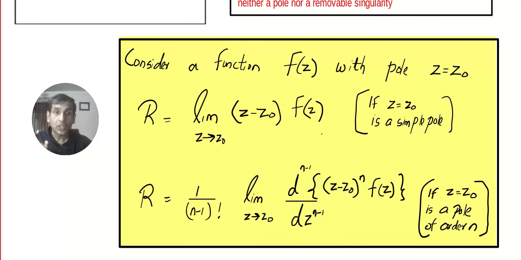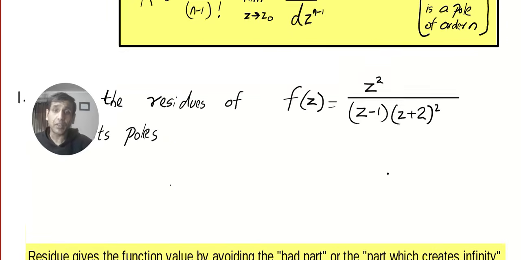Okay, so suppose we have a pole. I hope you remember a pole is a singularity which will convert the function values into very large complex numbers in a neighborhood of this Z0. So if it is a simple pole, this is the formula. If it is a multiple pole, this is the formula. Now let's go straight away into problems.